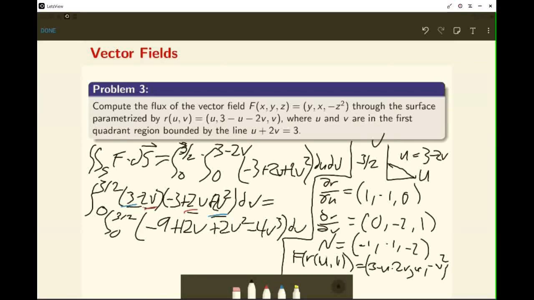This gives us a polynomial in v, so we can take its antiderivative. A minus 9v, we're going to get a plus 6v squared, we're going to get a plus 2/3 v cubed, and a minus v to the 4th, from 0 to 3 halves.